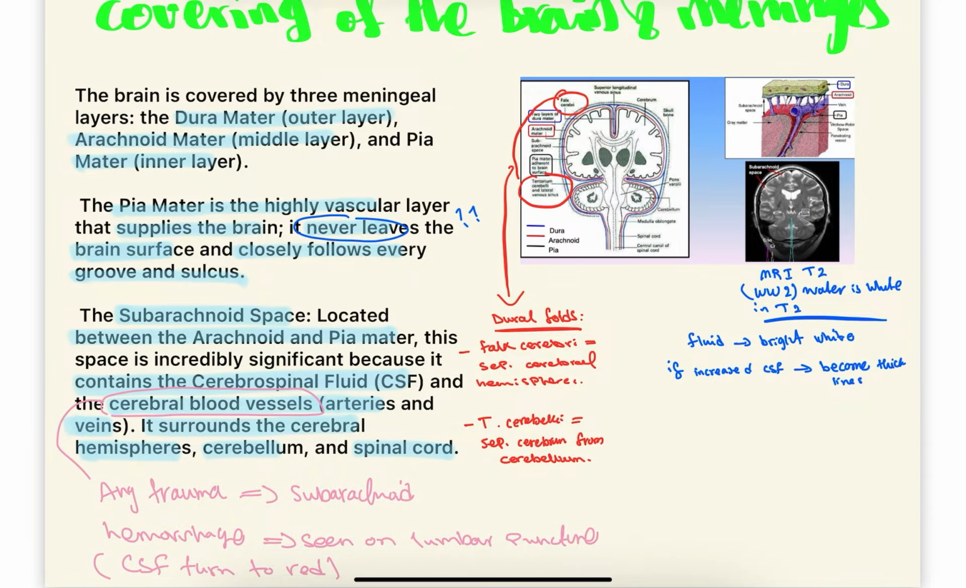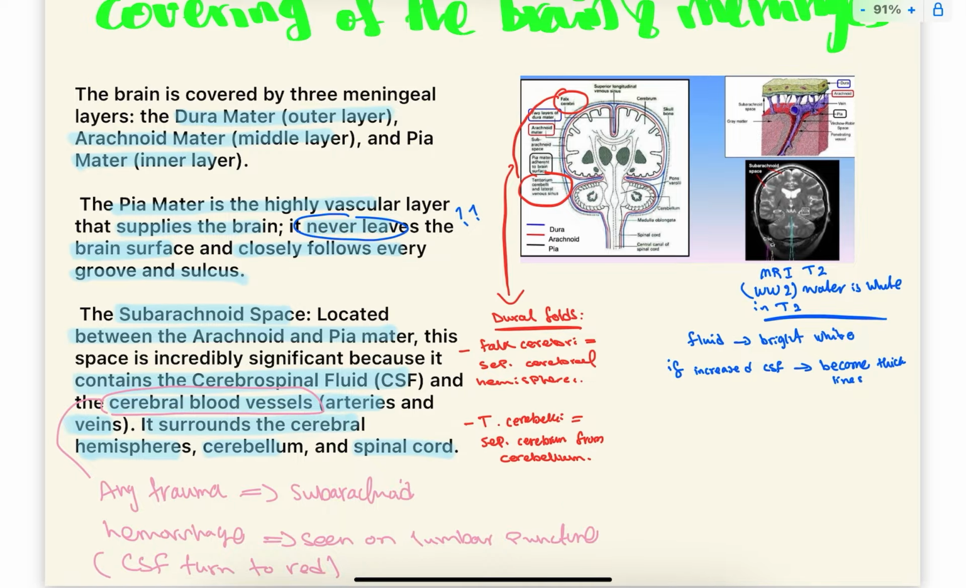Now for the subarachnoid space that I said is very important. It's between, again, the arachnoid and the pia. Why is it important though? Because it has the CSF, cerebrospinal fluid. Now it also has something else that's very important, which is what? The cerebral blood vessels, which are the veins and the arteries.